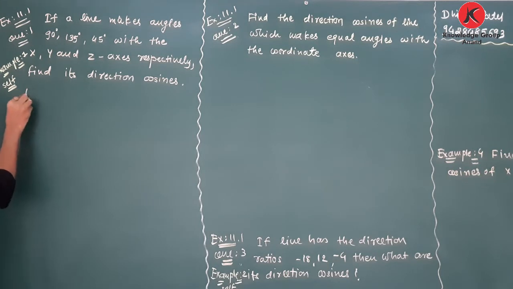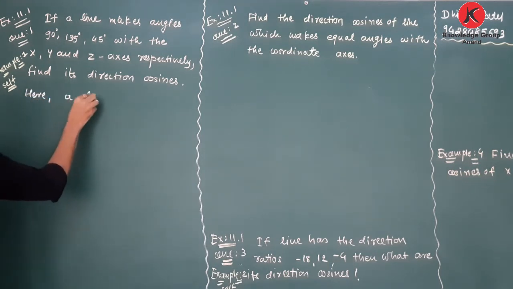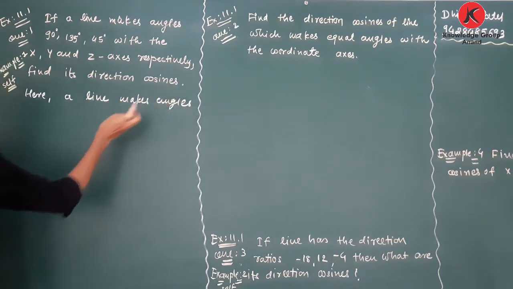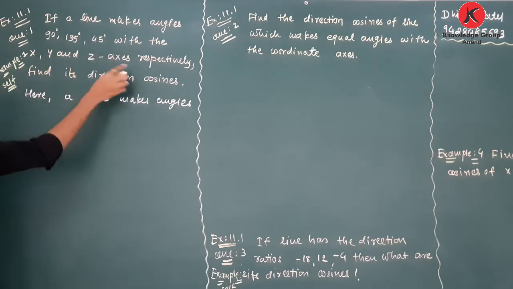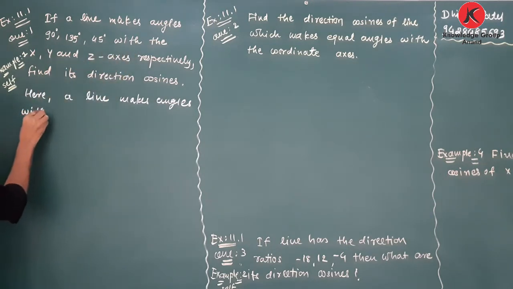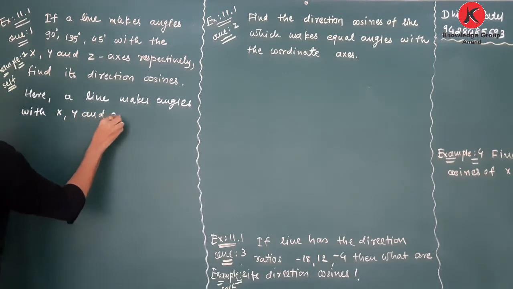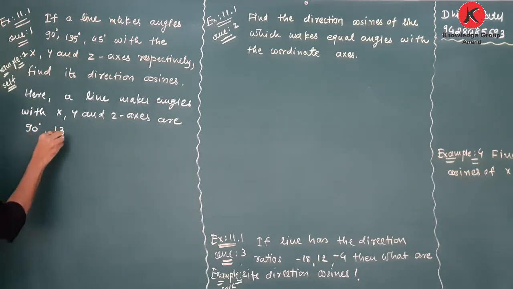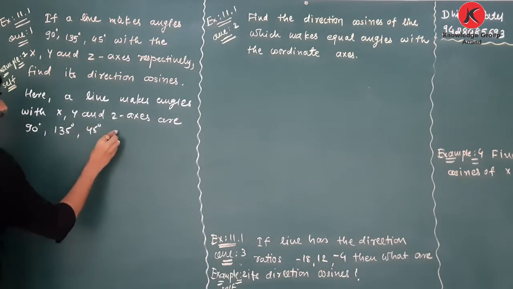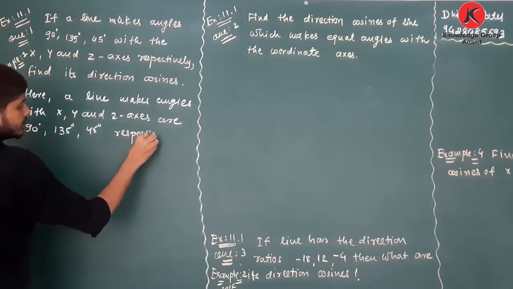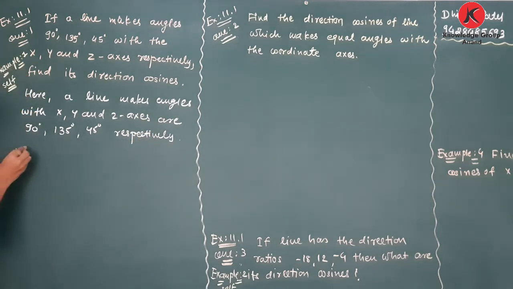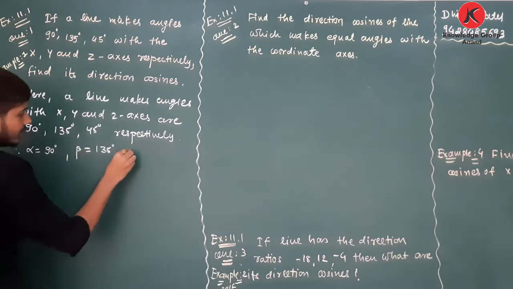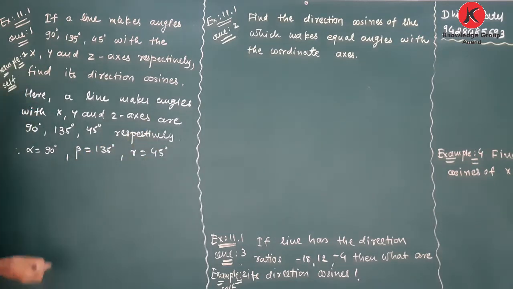So here a line makes angles with the x, y and z axis of 90 degree, 135 degree and 45 degree respectively. Therefore alpha equals 90 degree, beta equals 135 degree and gamma equals 45 degree.